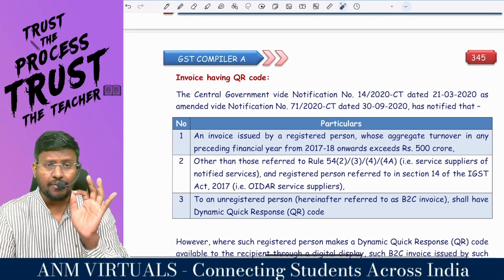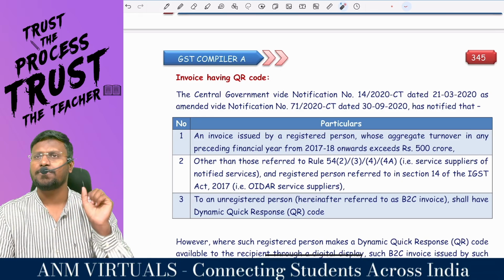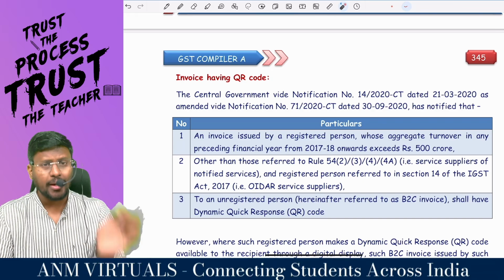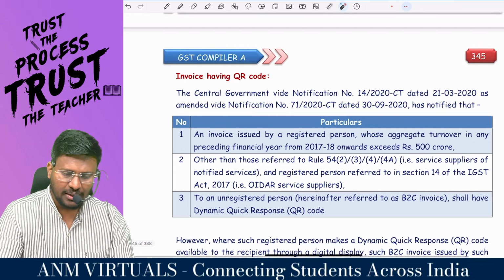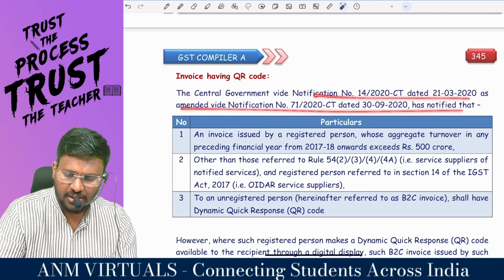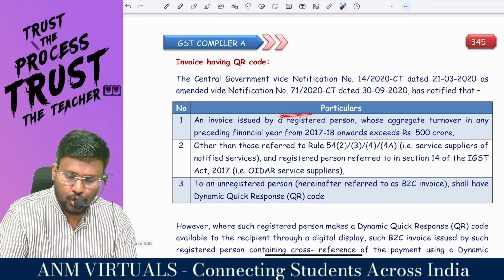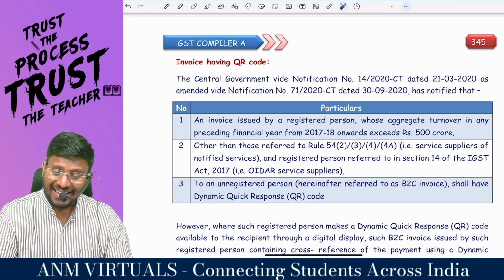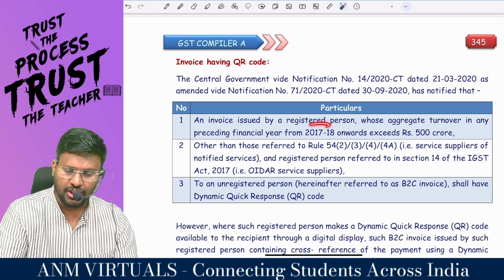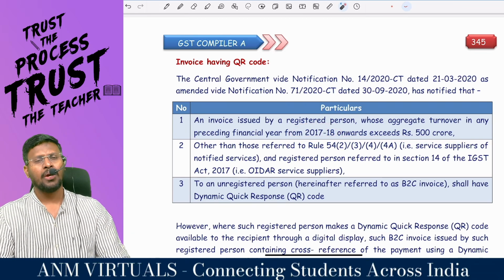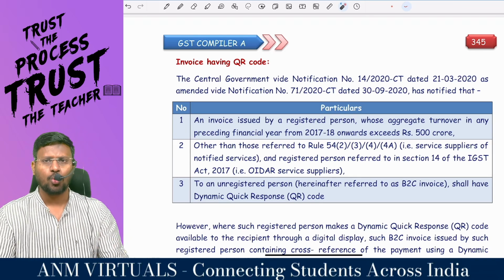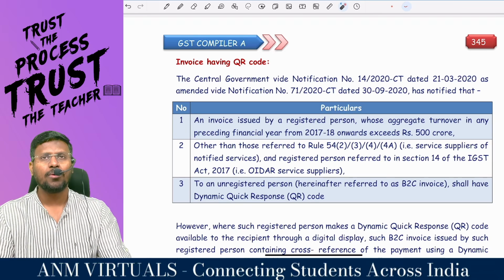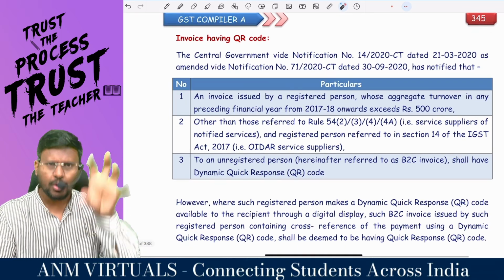From financial year 17-18, my dear lovable students, if your aggregate turnover exceeds 500 crore, your invoice should have a QR code. That's what the central government has notified by notification number something bar something, that an invoice issued by a registered person whose aggregate turnover in any preceding financial year from 17-18 onwards exceeds 500 crore should have the QR code in the invoice.